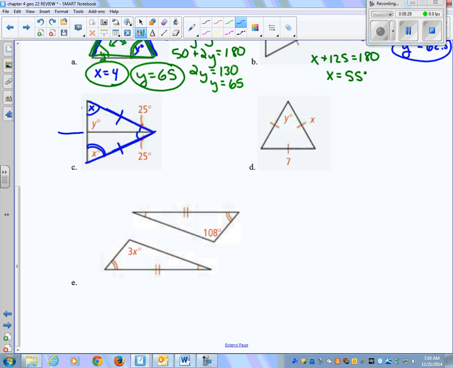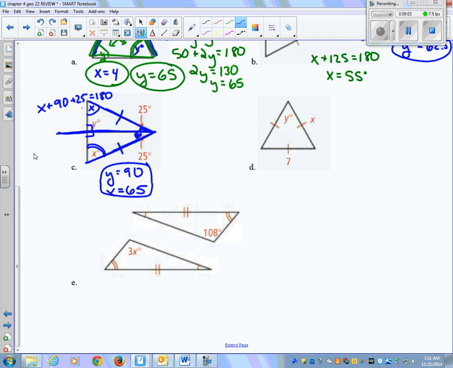We learned the theorem that says when you have the bisector of the vertex angle in an isosceles triangle, then it's the perpendicular bisector of the base. So that means y has to be 90. And if y is 90, we have a triangle here with x plus y, which is 90, plus 25 equals 180. And so x is going to turn out to be 65 when we solve that.